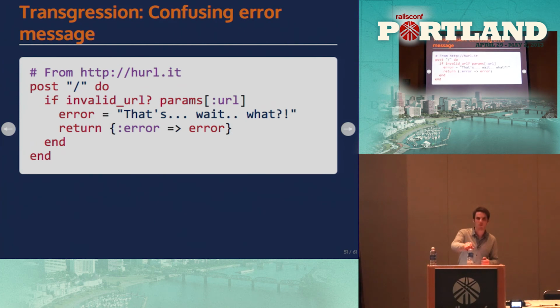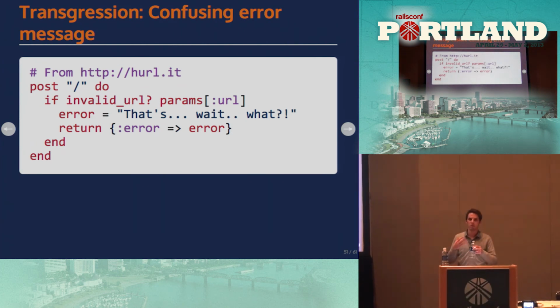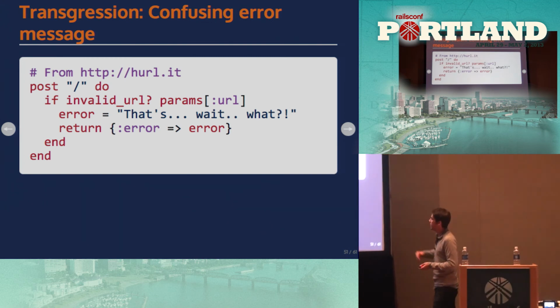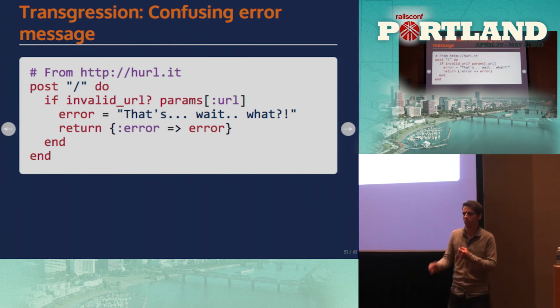So this is an example from a product we have called hurl.it. It just lets you make HTTP requests in the browser, view the responses right there on the page. So if you send it a bad URL to go fetch, we'll say, "that's wait what," right? Which is not a very clear error message. Doesn't explain what actually went wrong, right?